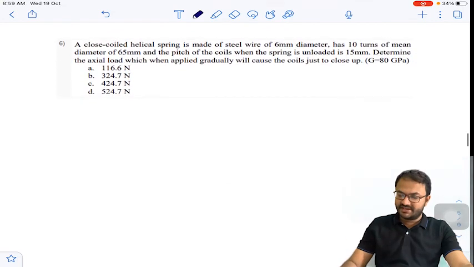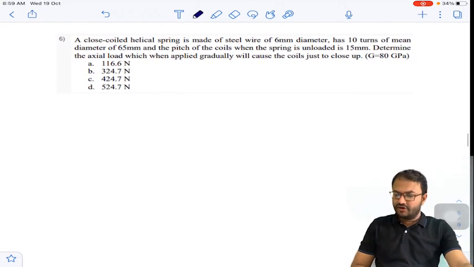Coming to question number 6 of the assignment. A closed coil helical spring is made of steel wire of 6 mm diameter, has 10 turns of mean diameter 65 mm, and the pitch of the coil when the spring is unloaded is 15 mm. Determine the axial load which, when gradually applied, causes the spring just to close up. G value he has given.